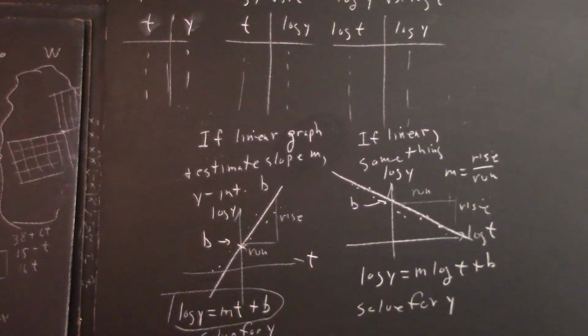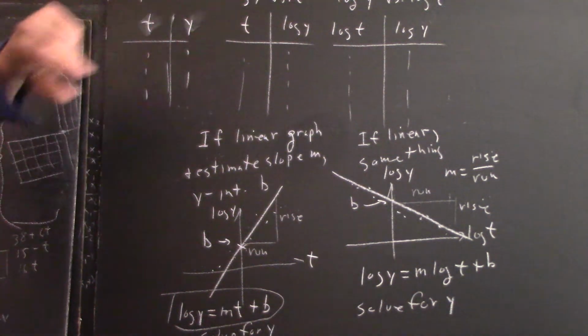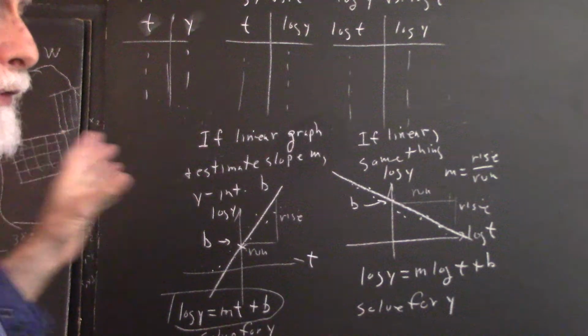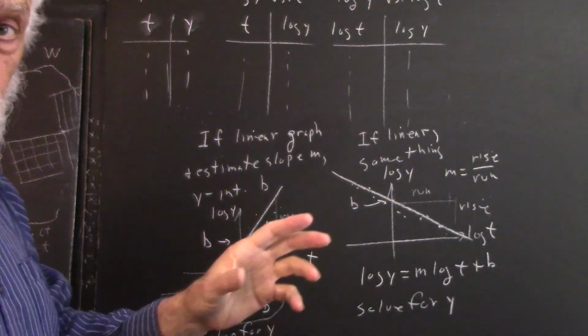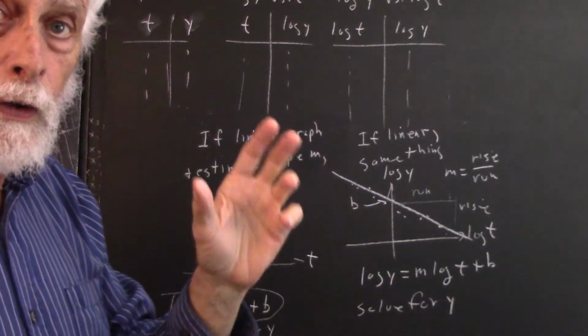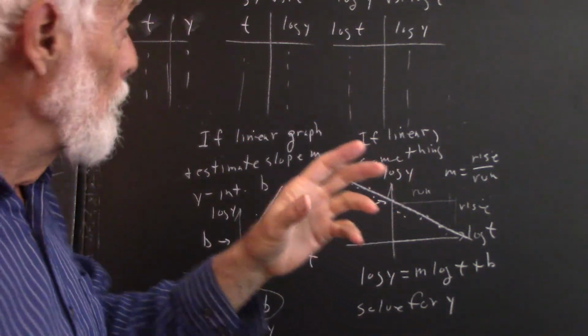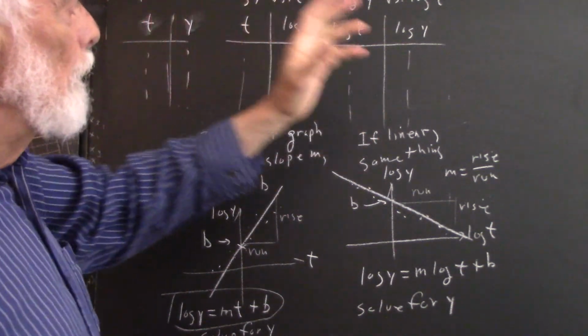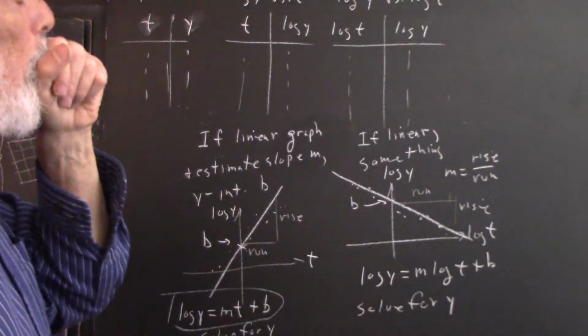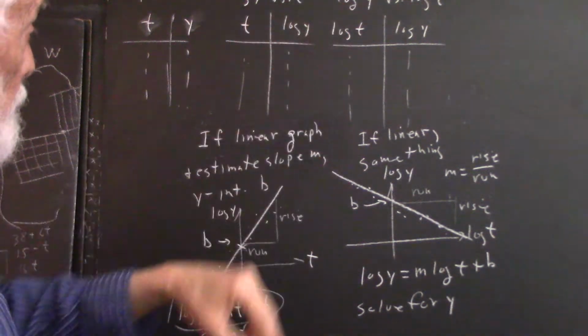Another way. You got y versus t data, and this way works if you have exponential or power function data. It won't work for a linear function. It won't work for a quadratic function, but it will work if your data is basically exponential or power function, sorry.